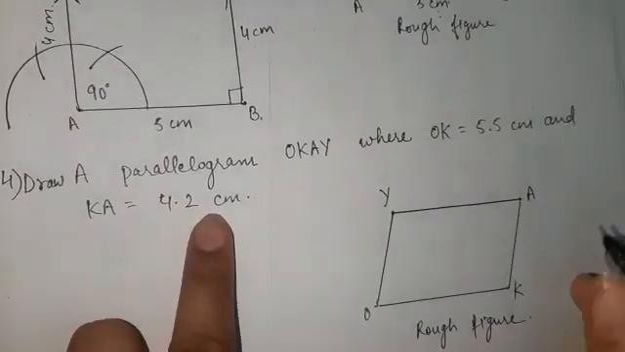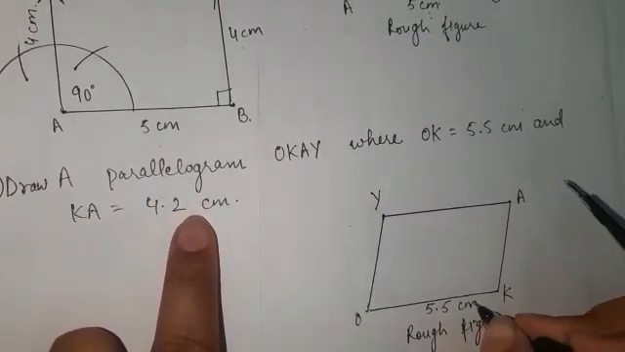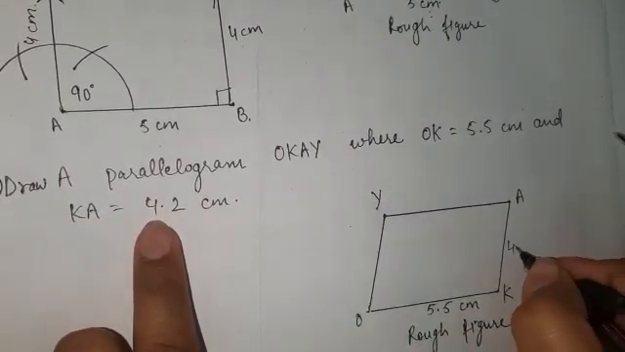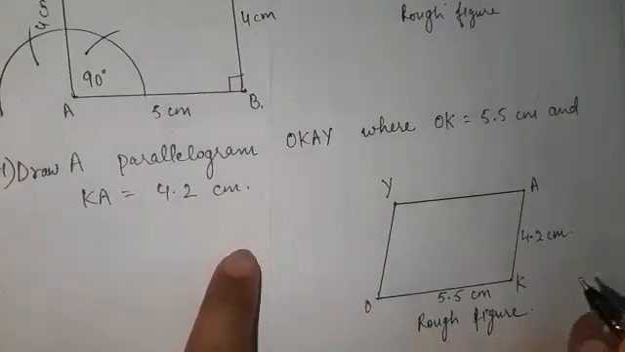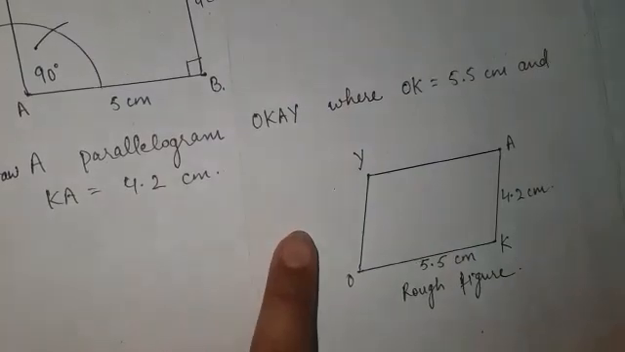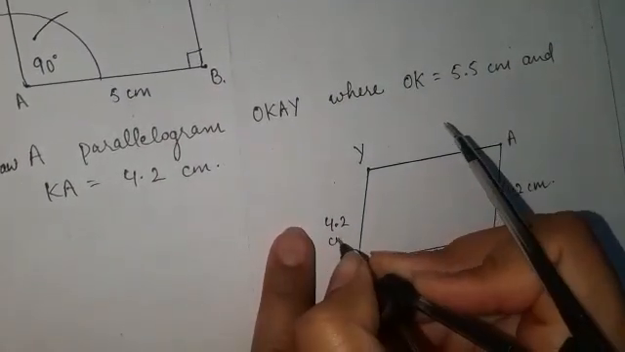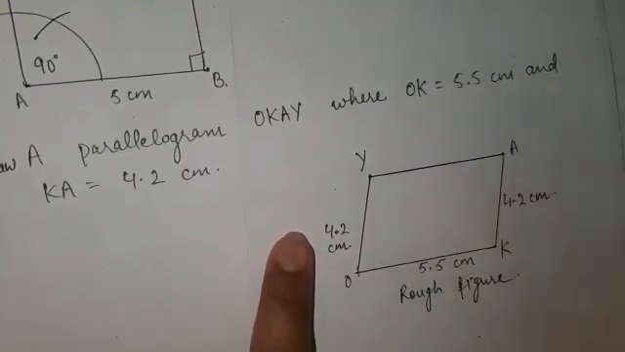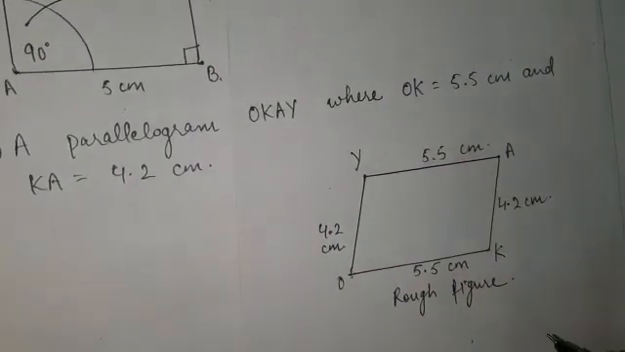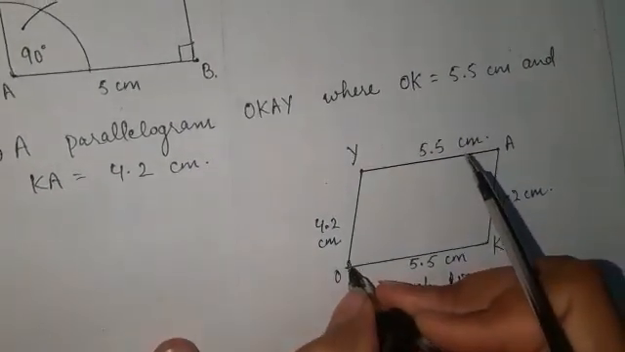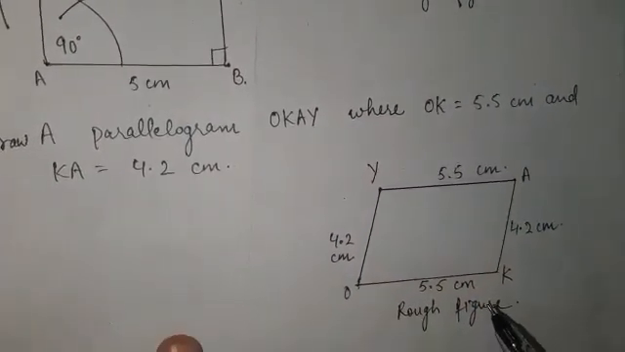So in the question it is given that OK is 5.5 centimeters and KA is 4.2 centimeters. By the property of opposite sides, the side OY will become 4.2 centimeters and the side YA will become 5.5 centimeters, as the opposite sides of the parallelogram are equal. So the four sides of this quadrilateral are now given.